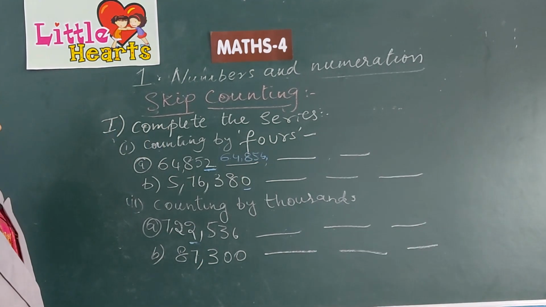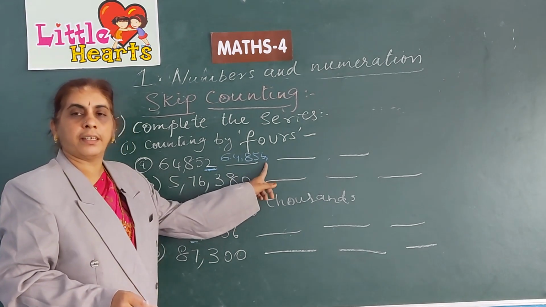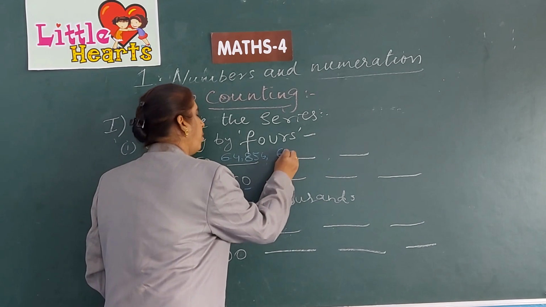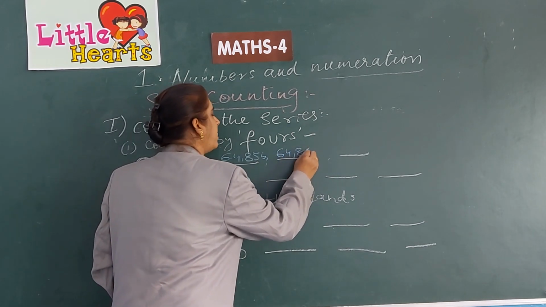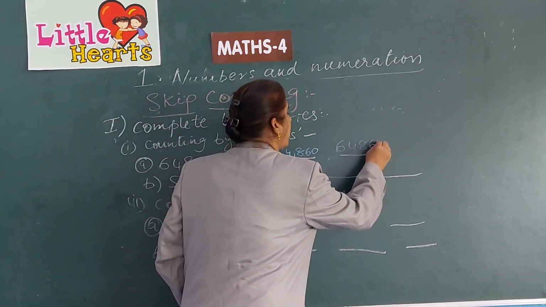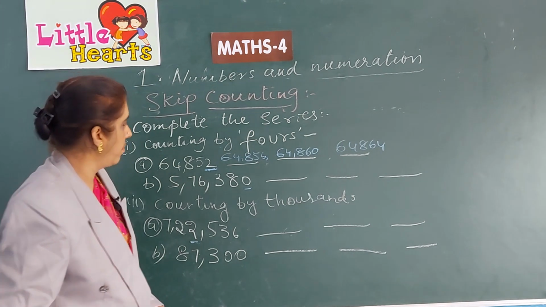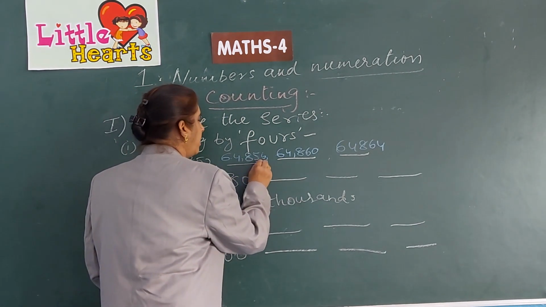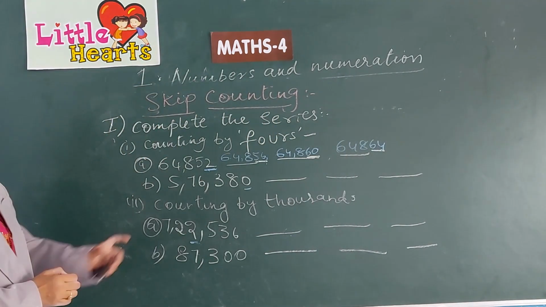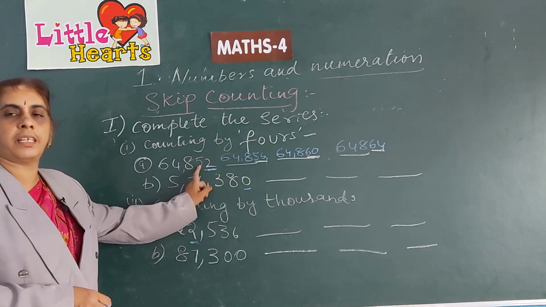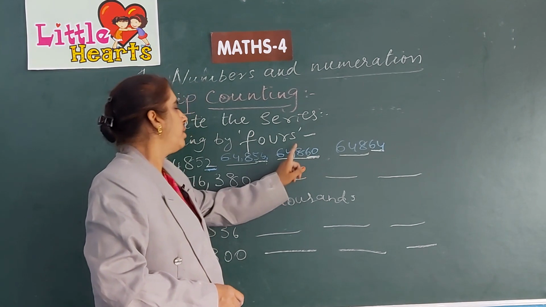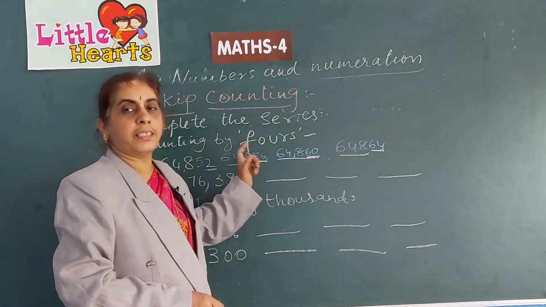And the next number is add 4 to 56. 56 plus 4 is 60. So 64,860 and 64,864. So observe this, these are the numbers formed after adding 4 to the units place digit. 52 becomes 56, 56 plus 4 is 60.